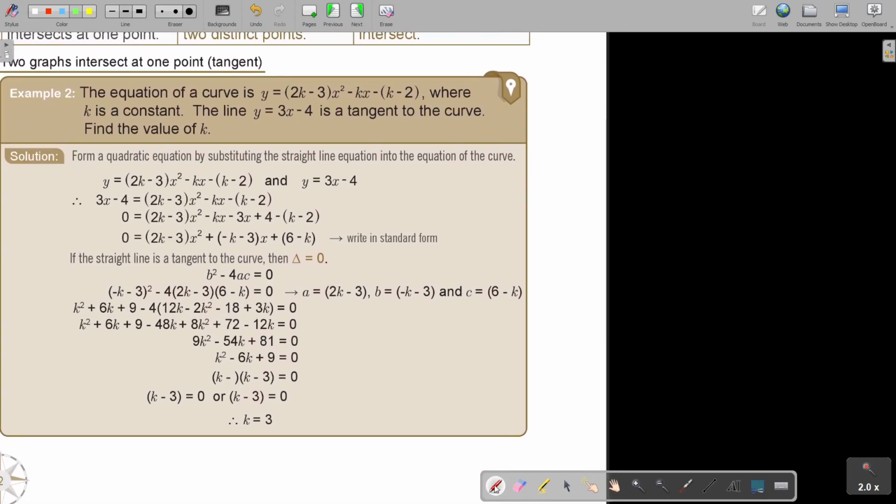The equation of a curve is given there, where k is a constant. A line, this is the equation, is a tangent to the curve. Find the value of k. So first, form a quadratic equation by substituting the straight line equation into the equation of the curve.